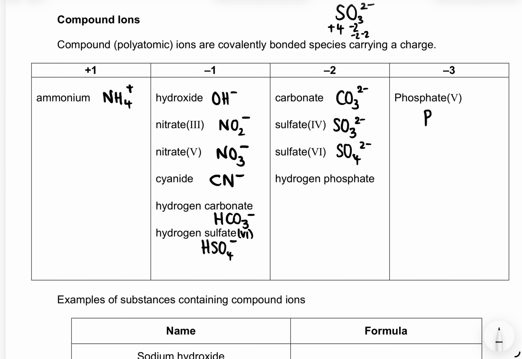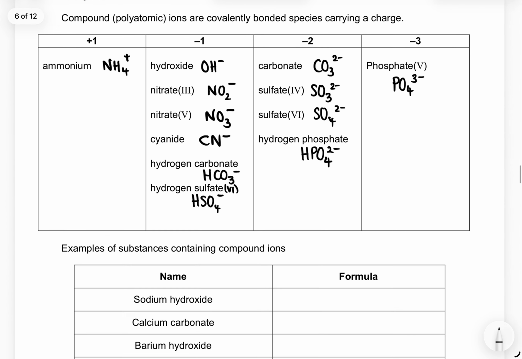Phosphate, PO4 3-, and we can look at the charges on that and see that that does make sense. Because if the 5 is for the phosphorus, take away 8 is -3. So hydrogen phosphate is HPO4 2-.